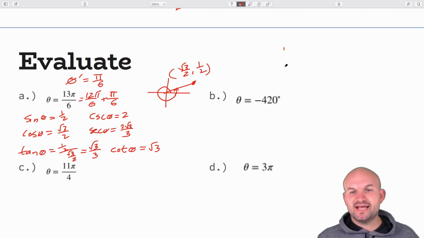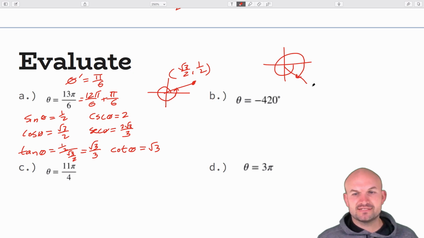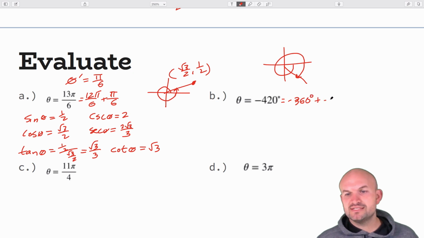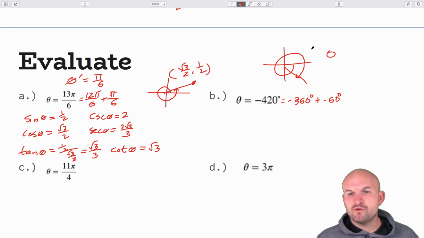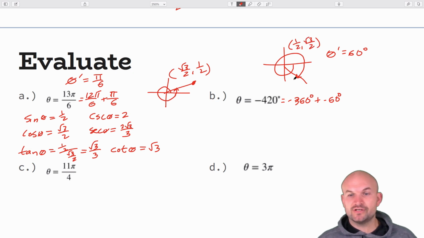All right, let's go ahead and graph negative 420 degrees. Well, negative 360 is right there, right? So then I need to add another 60 degrees to get me to that. Or you could just write this as negative 360 degrees plus negative 60 degrees. Therefore we recognize that since we went 60 degrees past the x-axis, our reference angle is going to be 60 degrees. So the coordinate point at 60 degrees is 1/2, square root of 3 over 2, but that's in the first quadrant. We are in the fourth quadrant, so therefore my y coordinate is going to be negative.